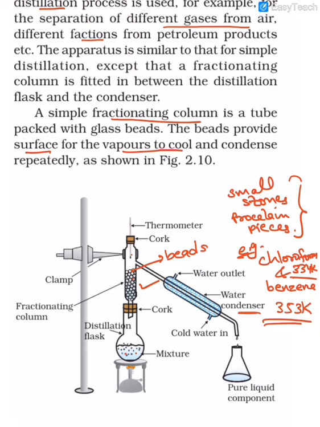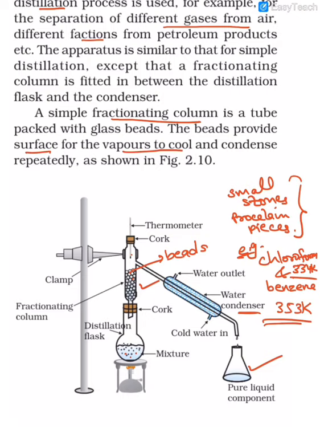Yes, so what will happen, as the vapors pass through this fractionating column, they will condense, and this gives more time for the vapors to cool. So vapors will go and pass through this water condenser, and it will collect in this beaker here, and the benzene will be pushed down. So benzene goes down and first you get chloroform.